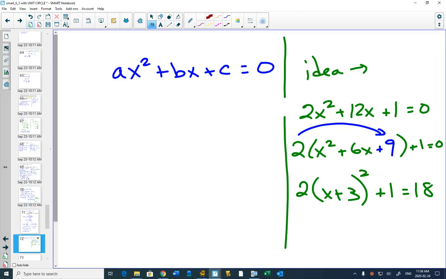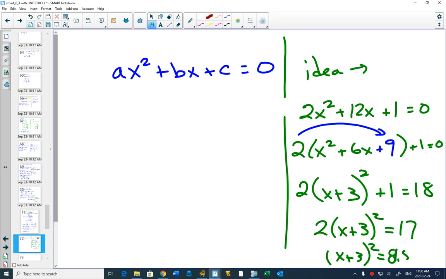But now that I've got something squared, I could move my 1 over to the other side, get my squared by itself by dividing by 2. So 17 divided by 2, 8.5, square root it, and solve. So if I can change something that has an x squared into something just squared, then I could get that thing that's just squared by itself and square root it.